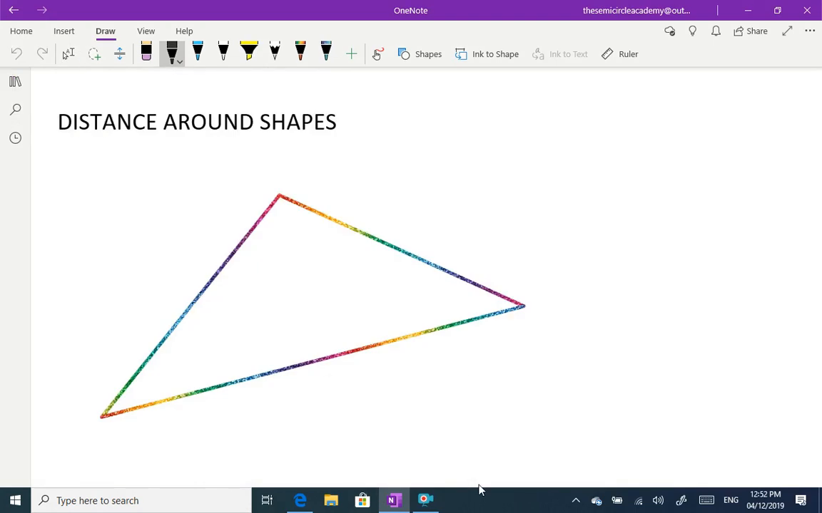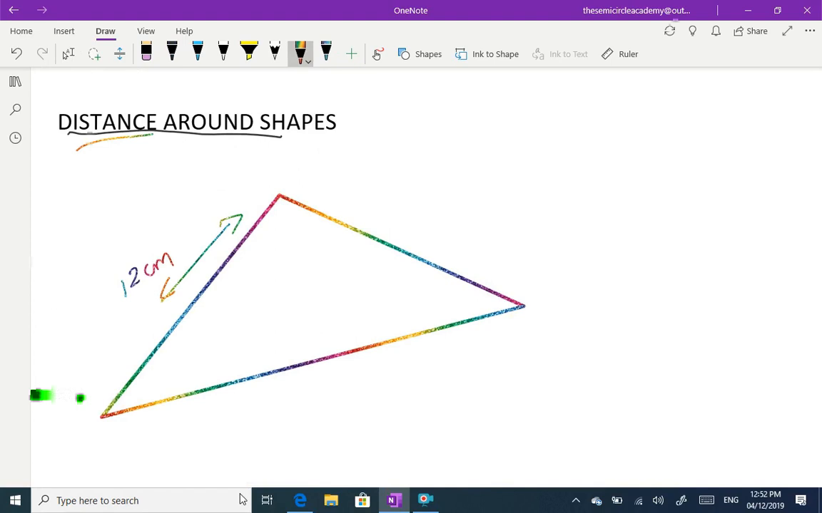Now, the perimeter of a shape is simply the distance around the shape. The distance around the shape, that is the perimeter of a shape, right? So we actually have to measure the distance around this triangle. So let's just say we measure it, and this is this side here. Let's just say this side is 12 centimeters. Let's just say this side here is 20 centimeters. And let's just say this side here is 8 centimeters, right?